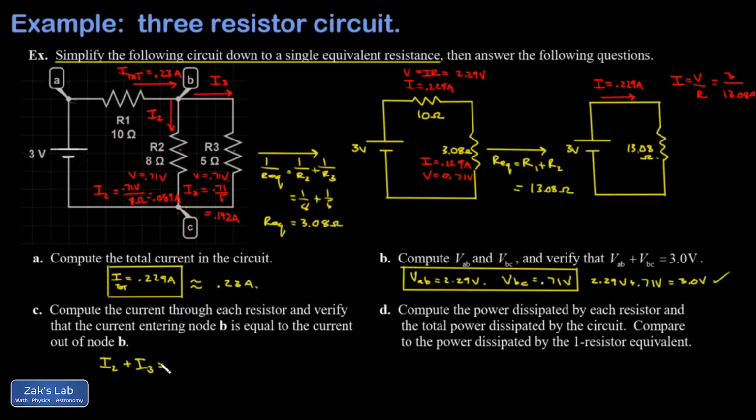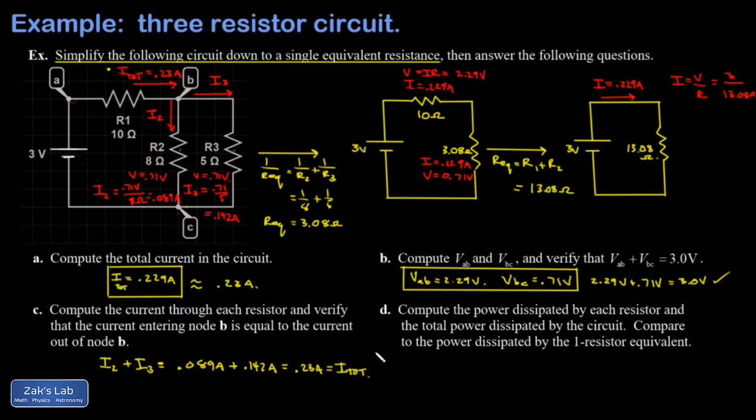So I'm just going to verify real quick that all the current entering node B is equal to the current exiting node B. So I know the current entering is I total. I've already got that. That's 0.23 amps. So if I check I2 and I3, that's 0.089 amps added to 0.142 amps. And if I add these and round to 2 sig figs, I do get 0.23 amps. Again, that's equal to I total.